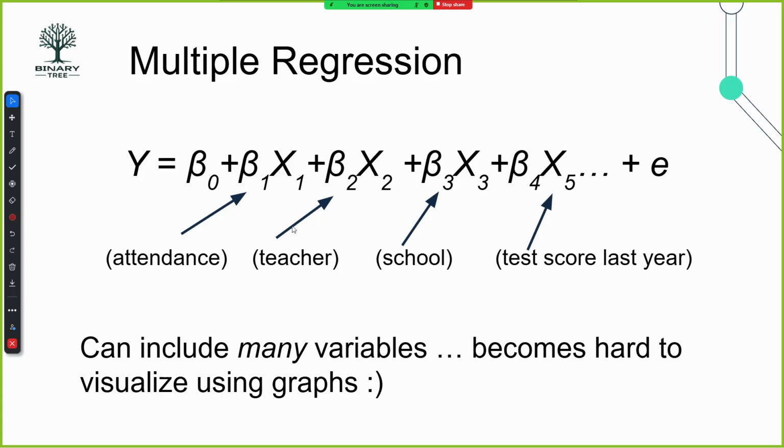Now, multiple regression can include many variables, right? We can include as many variables as we want. We can say attendance, teachers, school, test score last year. We can say how much food they ate, how old they are, anything we think may affect it, we could add it. But including a lot of variables can get hard to visualize, and adding too many dimensions can add some confusion and maybe overfit, which is stuff we'll talk about later. But for now, this is something to keep in mind.